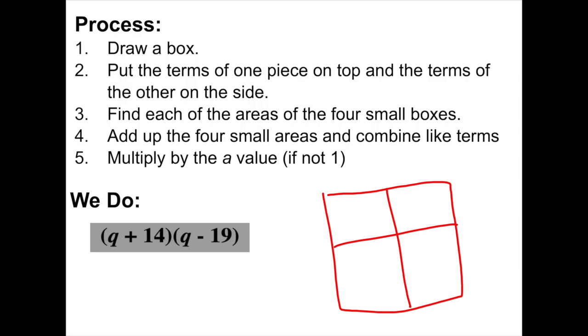So up top, what do I put? Q plus 14. You could do Q minus 19, but regardless of what you do, you put the other one down here. So either this is Q minus 19 and Q plus 14, or vice versa. So now I multiply Q times Q, that's Q squared. Q times 14, 14Q. Q times negative 19, negative 19Q.